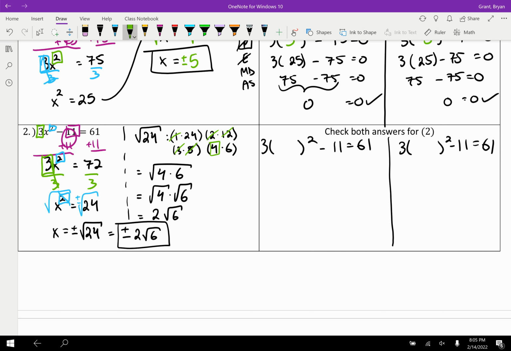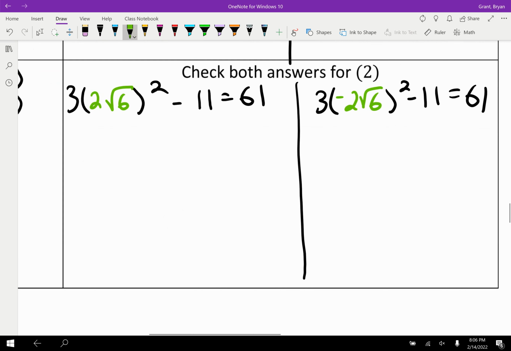Two answers to check: 2 square roots of 6 and negative 2 square roots of 6. All right, PEMDAS. There's nothing to do in the parentheses, but there is an exponent. So we could do 2 square roots of 6 times itself, but we should also remember these are attached by multiplication. We can distribute a square as long as there's only multiplication here, and there is only multiplication here.